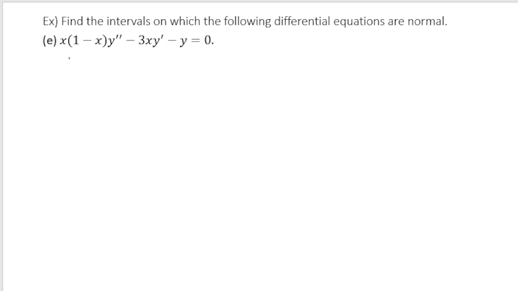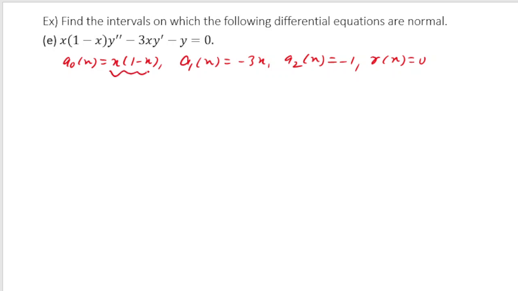So here what is a naught x? A naught x is x into 1 minus x. What is a1x? A1x is minus 3x. And what is a2x? A2x is minus 1. And what is the right hand side? The right hand side is equal to 0. So polynomial everywhere continuous, polynomial everywhere continuous, constant and constant. So all these functions are continuous in the interval -infinity to infinity. But what is the requirement? The requirement is that a naught x should not be equal to 0.